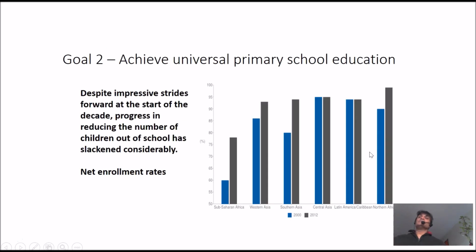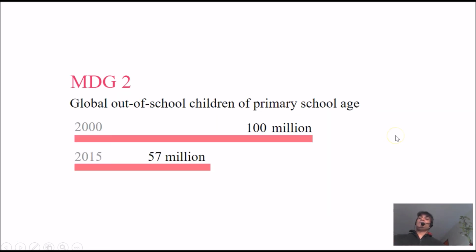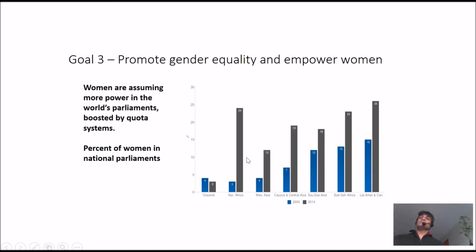So improvements were made. Goal number 2, to achieve universal primary school education. So how many children are enrolled in school? The blue is before, the gray is after. Globally, there seems to be an increase as well, with Central Asia and Latin America showing no changes whatsoever. That's good. The same data shown globally. So in 2000, 100 million kids were out of school. In 2015, it's down to 57 million kids.